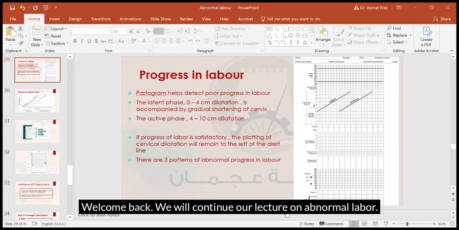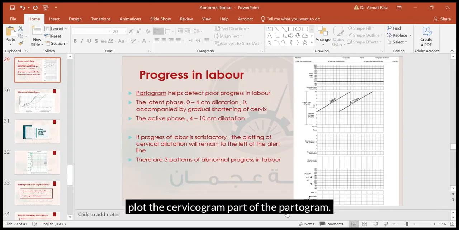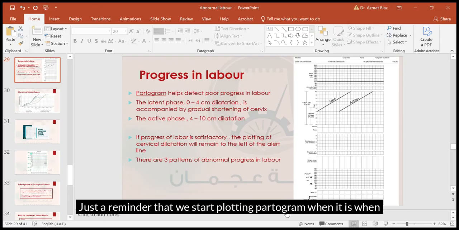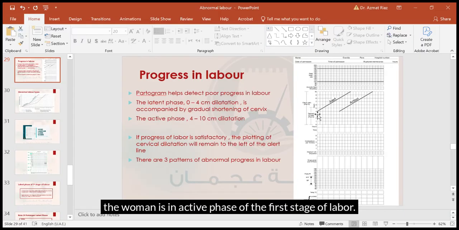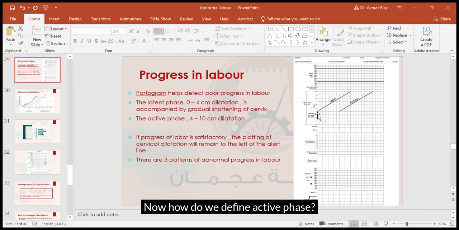Welcome back. We will continue our lecture on abnormal labor. And in the last part of the lecture, we discussed how we plot the cervicogram part of the partogram. Just a reminder that we start plotting the partogram when the woman is in the active phase of the first stage of labor. Now, how do we define the active phase?